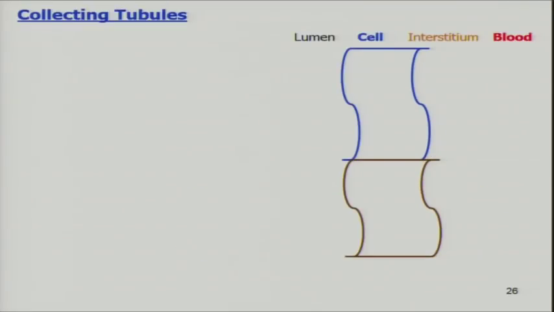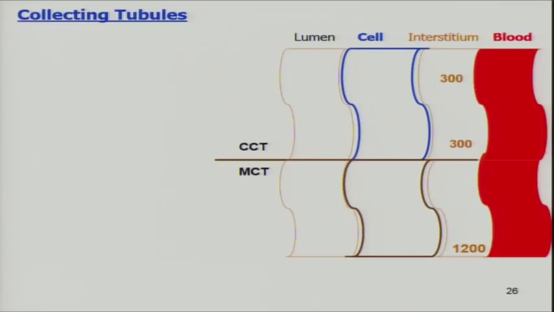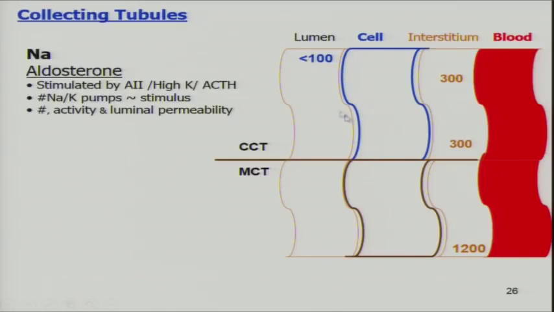So looking at this more specifically, this again is my cartoon of the cell, the lumen, the interstitium, and the blood. The interstitial osmolarity in the cortex is going to be the same as blood, which we've called 300. And our lumen osmolarity entering the cortical tubule is going to be less than 100. So now what happens is aldosterone is stimulated. Again, it's stimulated by angiotensin II. So whenever that neurohumoral system is activated, aldosterone will go up. But it's also stimulated by high potassium and ACTH to a lesser extent.